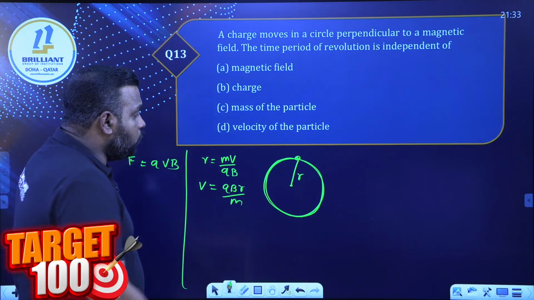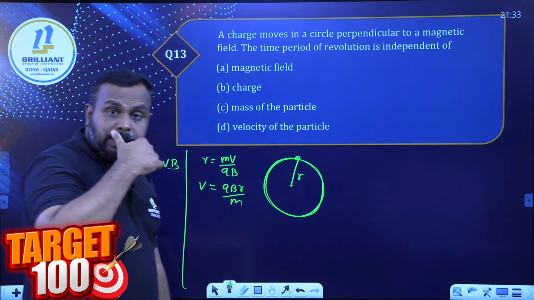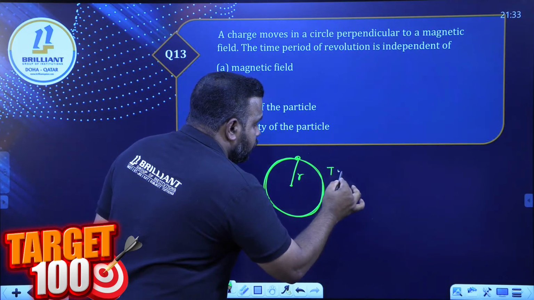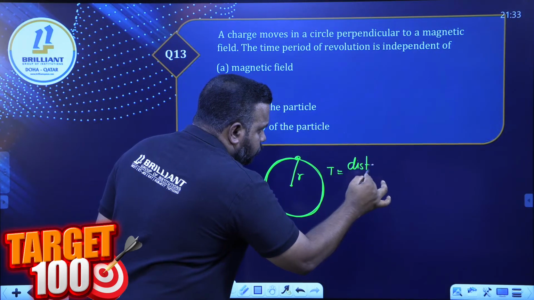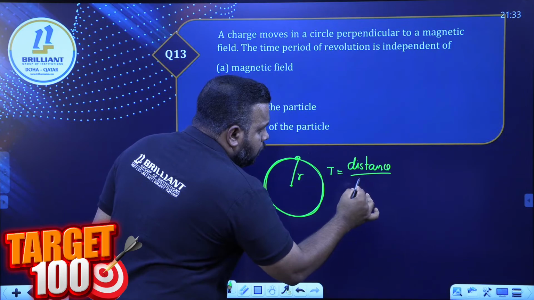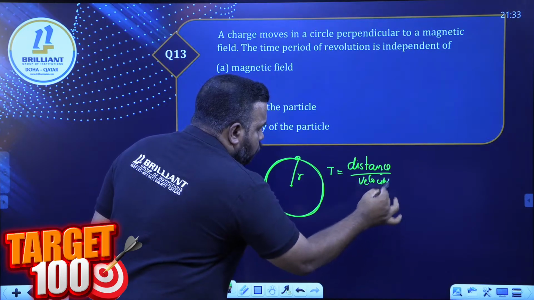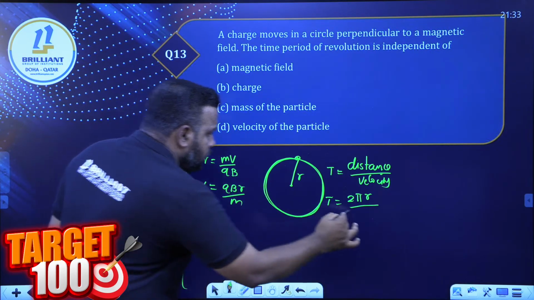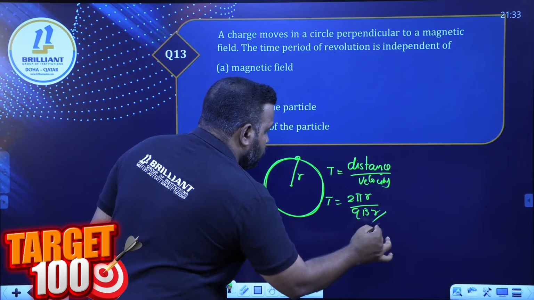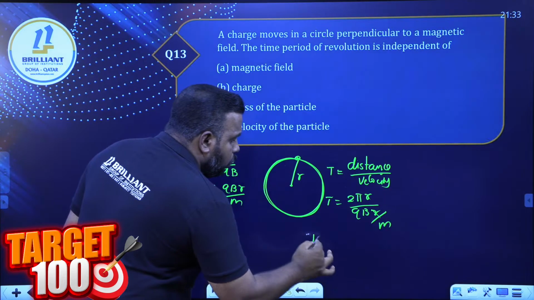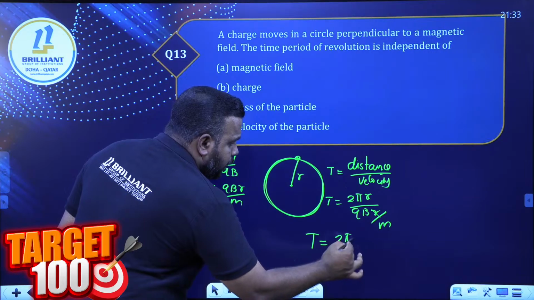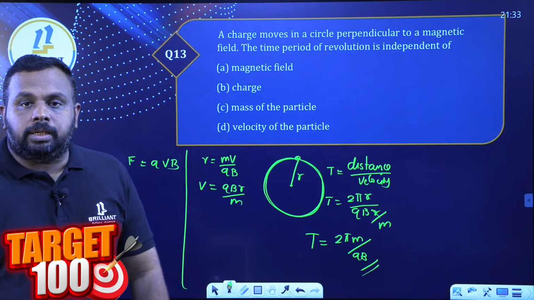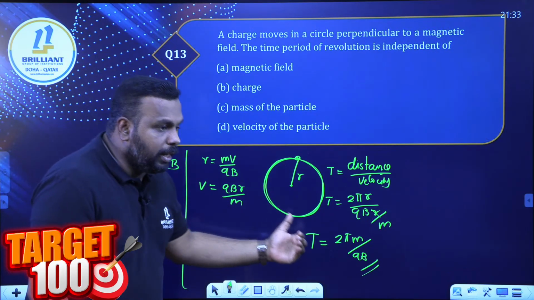Distance traveled is 2 pi r. Speed is equal to distance by time, so time is equal to distance by velocity. Distance is 2 pi r, by velocity we got here, QBR by M. R gets cancelled. Look at the expression for time period. Time period of revolution T is equal to 2 pi m by qB.